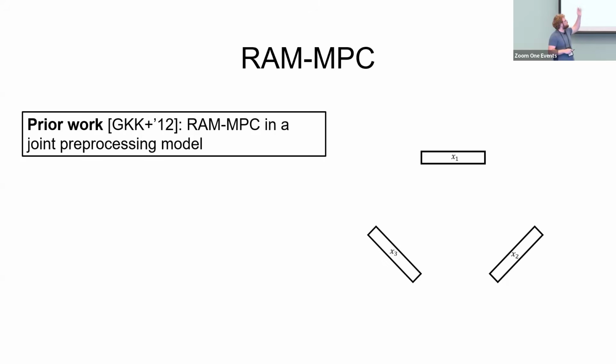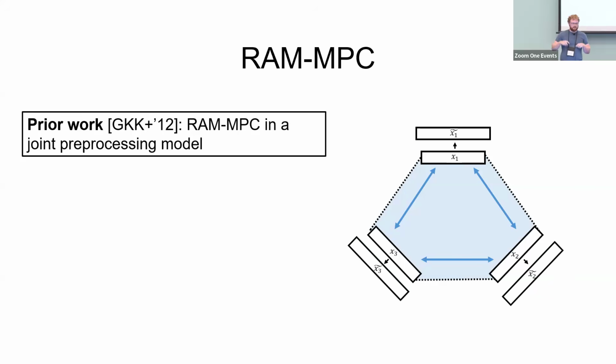The general notion of doing MPC in a RAM-like way has been considered before, but it's been in this joint preprocessing model. The way that this worked is that each of the parties get together in some offline phase and jointly preprocess their inputs, and only then can recover some auxiliary information or preprocessed data structure related to their inputs. Afterwards, they can run an MPC protocol that can run in some linear time.